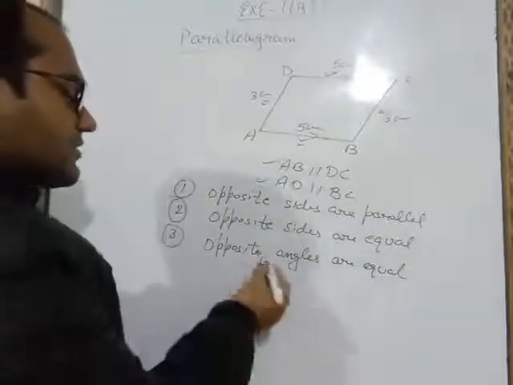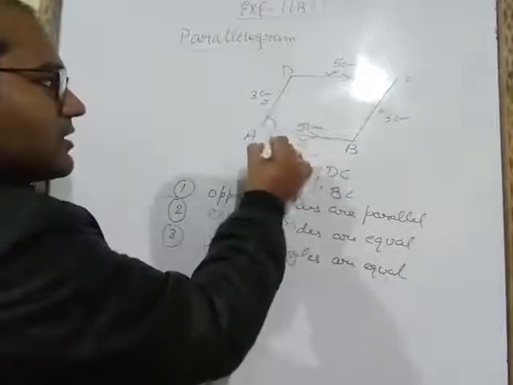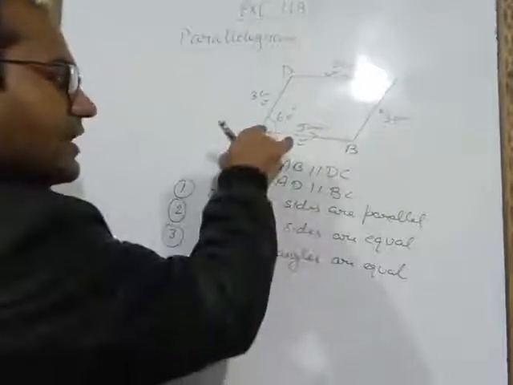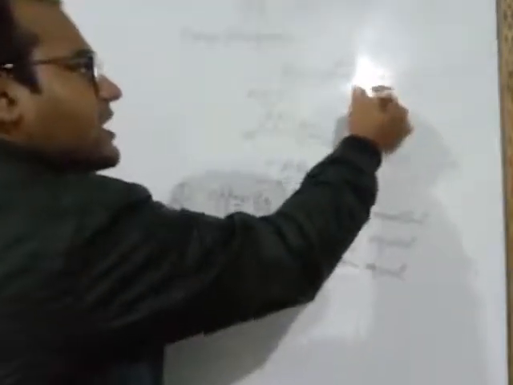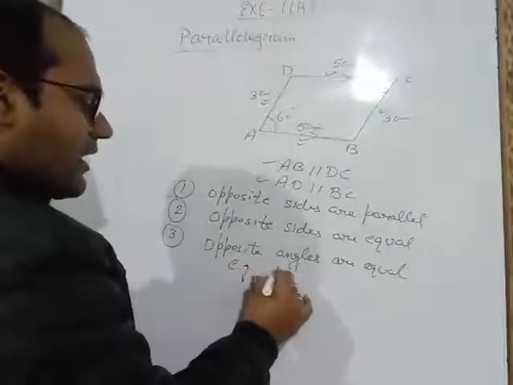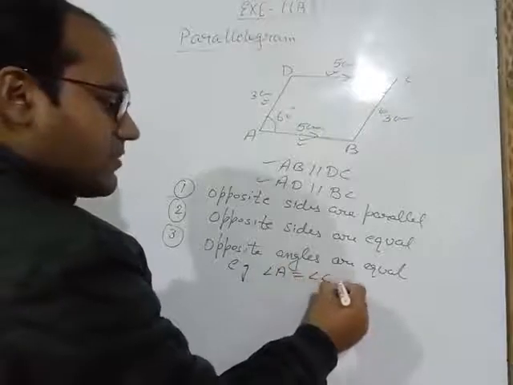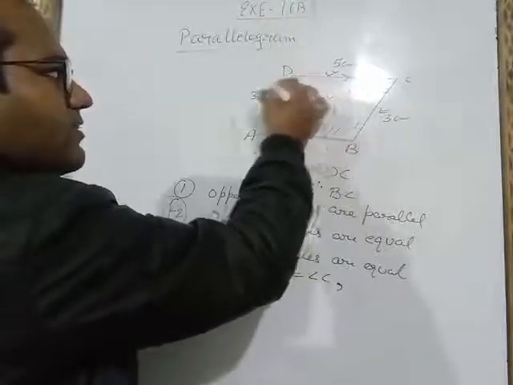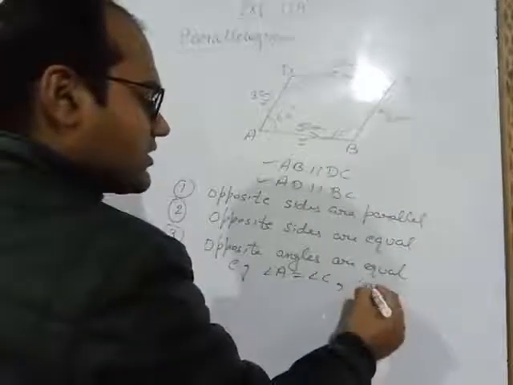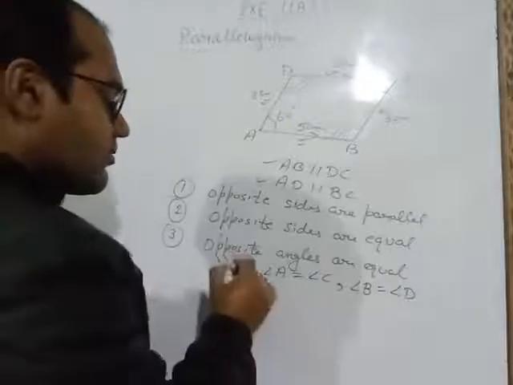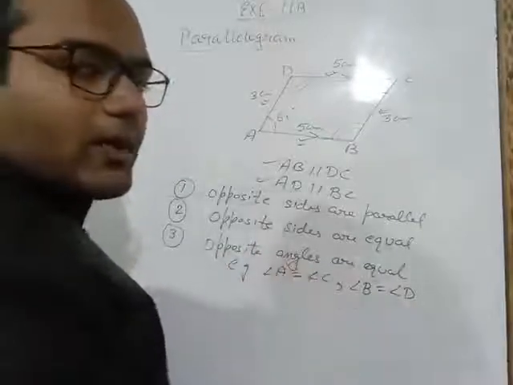Opposite angles, for example, here it is angle A. Let's say this angle A is 60 degrees. Then the angle opposite to angle A is angle C, so this angle C will also be 60 degrees. Angle A and angle C will be equal. Similarly, angle B and angle D will also be equal to each other. The property is: opposite angles of a parallelogram are equal.